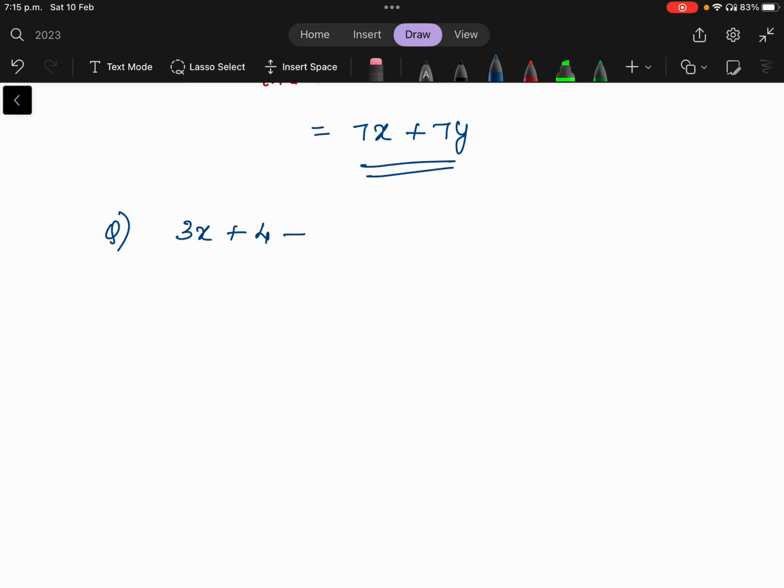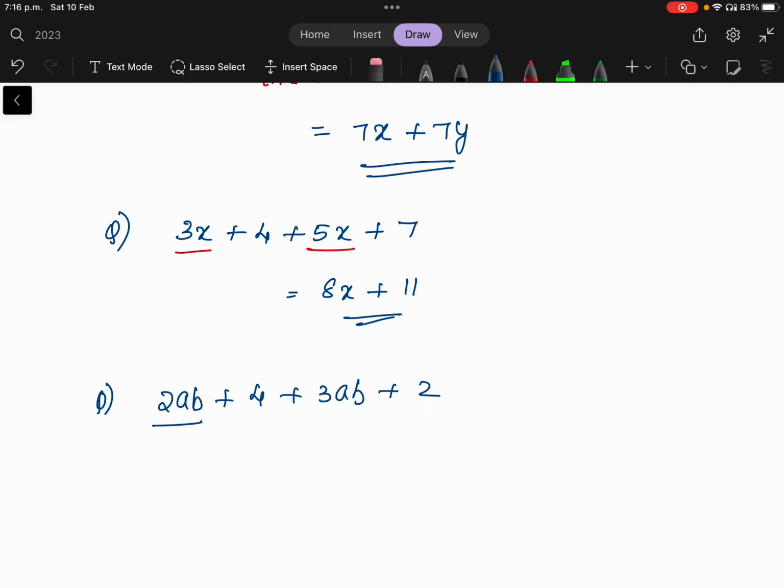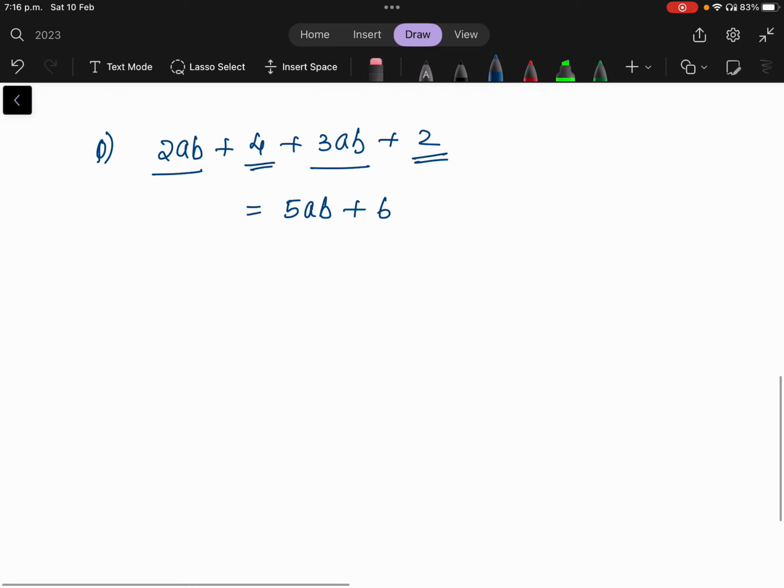3x plus 4 plus 5x plus 7. Which are the like terms here? The like terms are this one. So what you need to do: 3x plus 5x is equal to 8x, then 7 plus 4 is equal to 11. So we add only the like terms, otherwise we don't add it. Another question here, 2ab plus 4 plus 3ab plus 2. This is the same thing. Those are like terms. So the answer will be 5ab plus, these are constants, so you add them together, you get 6.